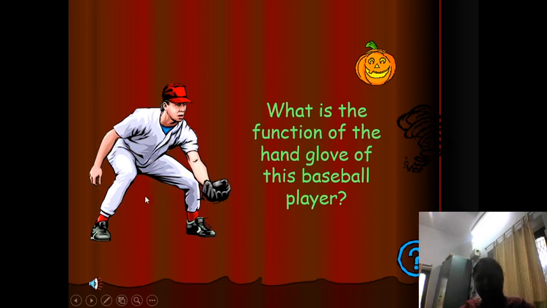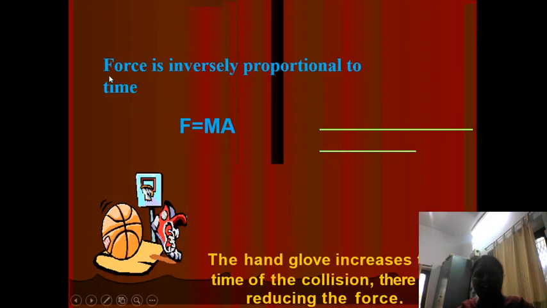Next, if we see the example of this person who is playing baseball, what is the function of the hand glove of this baseball player? Why is a baseball player wearing a hand glove? Think for a while. We know that force is inversely proportional to time. F is equal to m into a, and acceleration is distance by time square, which gives F inversely proportional to t square.